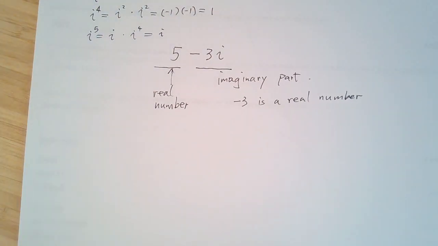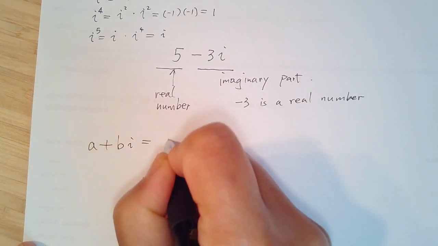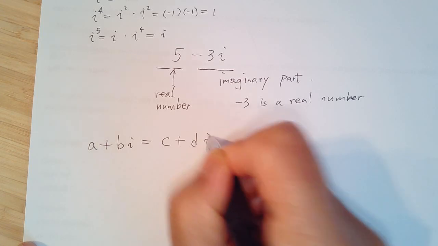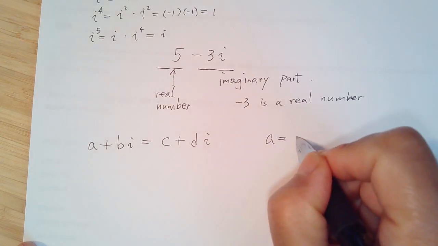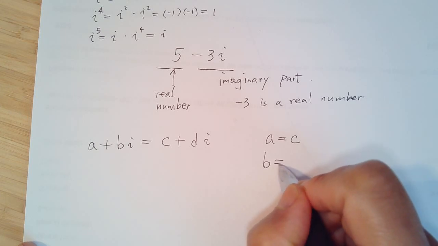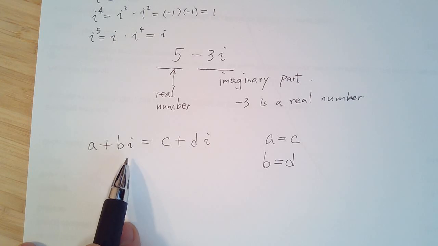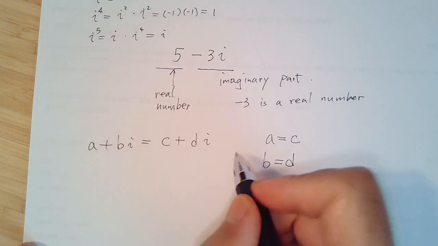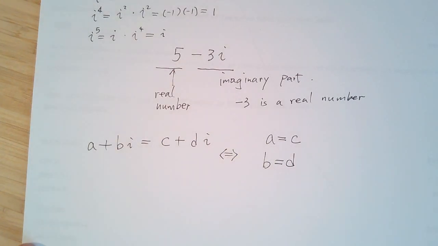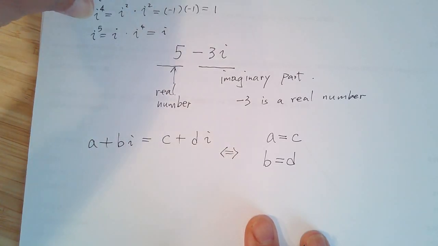If you have two complex numbers, a plus bi equals c plus di, which means the real parts are the same and the imaginary parts are the same, or the real number before the imaginary unit is also the same. So these two are equivalent to each other. If a plus bi equals c plus di, the real equals real, imaginary equals imaginary. So that's some property we know.